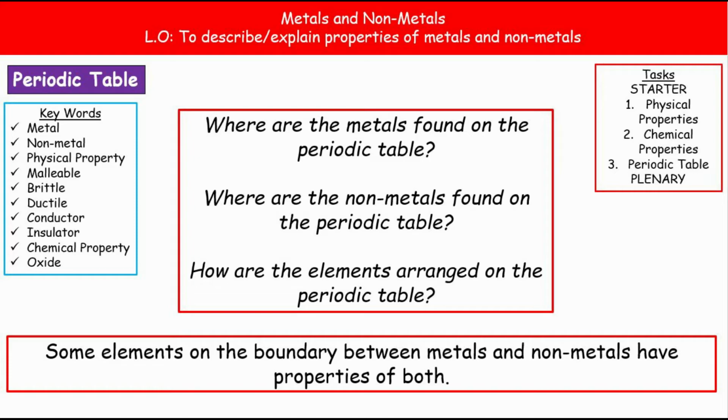And you are going to get much quicker at finding them if you know where metals are found, where non-metals are found, and how those elements are arranged. So what I'd like you to do is 3 questions on the screen, answer those 3 questions in your book, and then make sure you write down the sentence at the bottom there about the boundary.